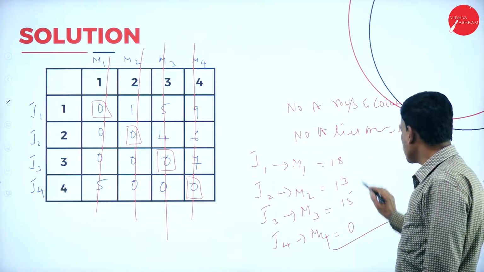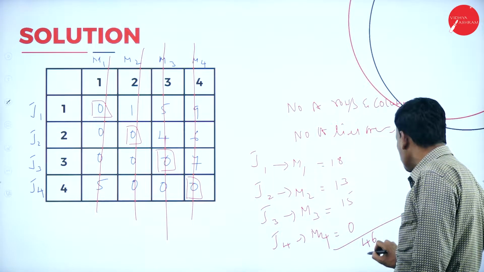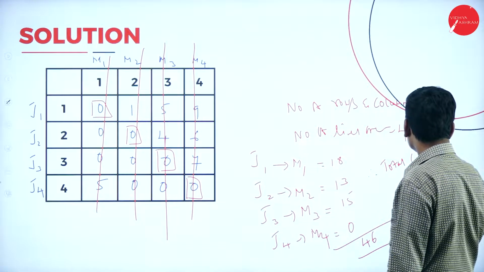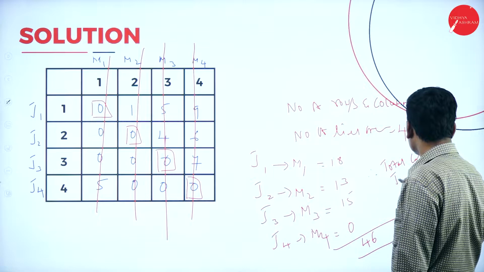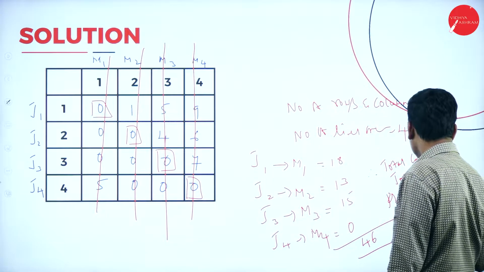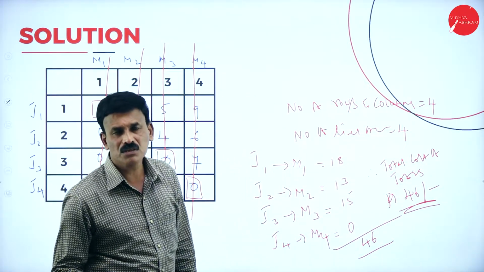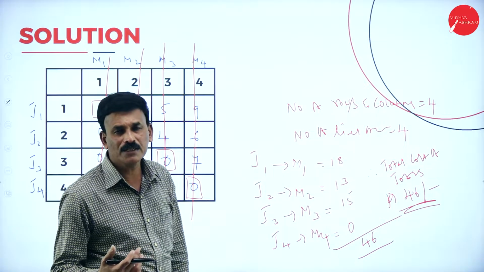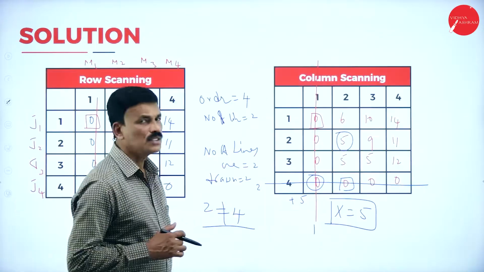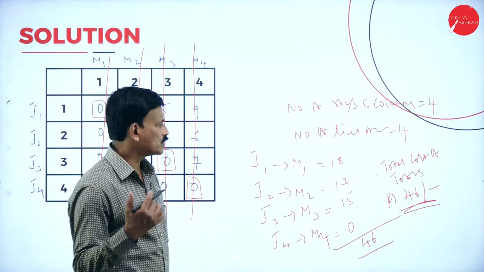5 plus 3, 8 plus 8 is 16. 1, 1 plus 1, 2 plus 1, 3 plus 1 is 46. So therefore the total cost of the job is rupees 46. That's it. The total cost is equal to rupees 46. That's all. This is how we are going to solve an unbalanced assignment problem. So hence the total cost of the job is 46.